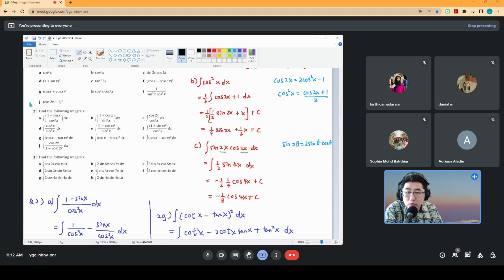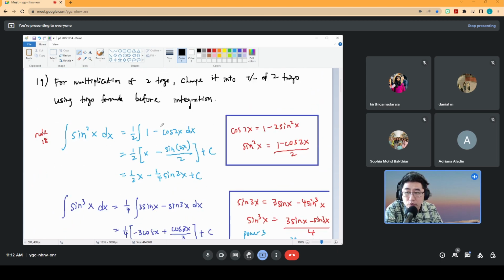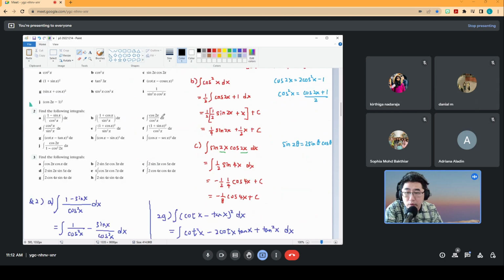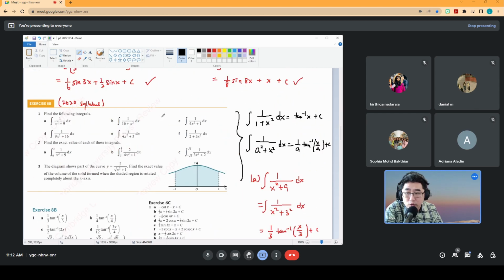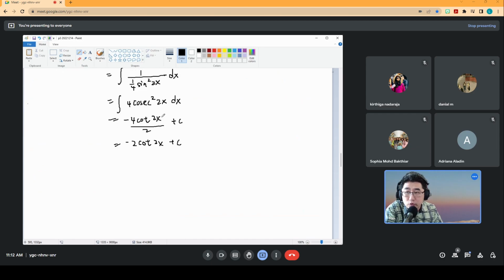Okay, so from previous, we already have up to question 19 for C. So we have all the three goals. You're expected to learn all the three goals and deal with all the three goal formulas.